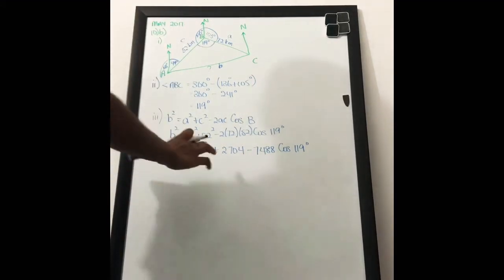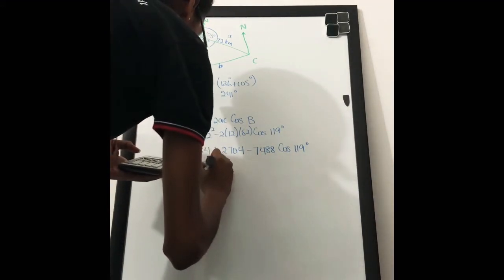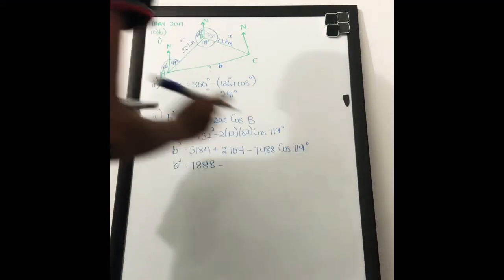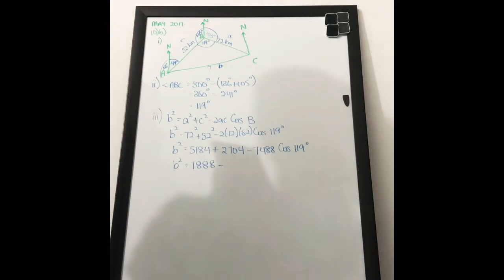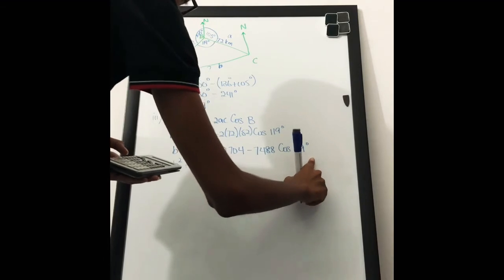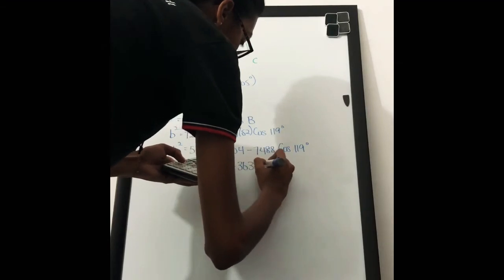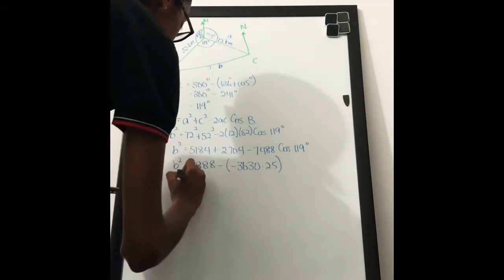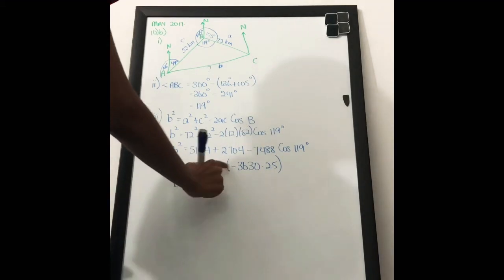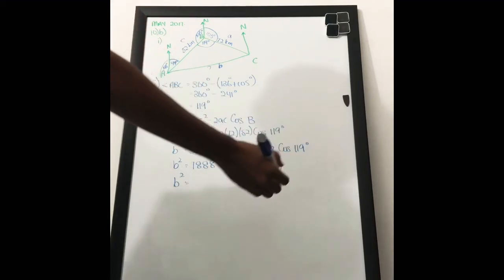So B squared is equal to, when we add this here, we have 5184 plus 2704, so we have 7888 minus, when we find that there, just put it in the calculator. 7488 cos 119, when we put it into the calculator, would give us a negative figure, so we'd have negative 3630.25. So B squared is equal to, now we know a negative and a negative will give us a positive, because it's like negative 1 multiplied by negative this, so that would give us a positive.